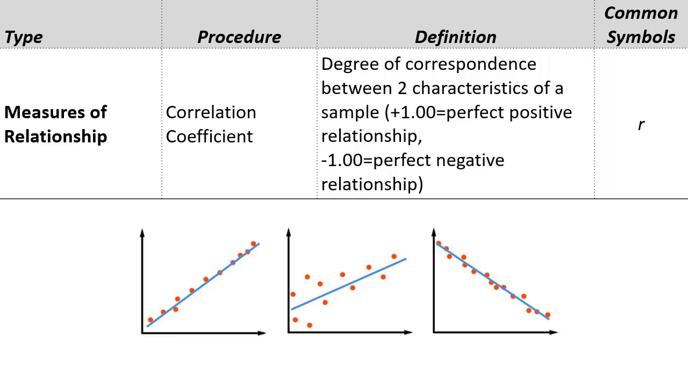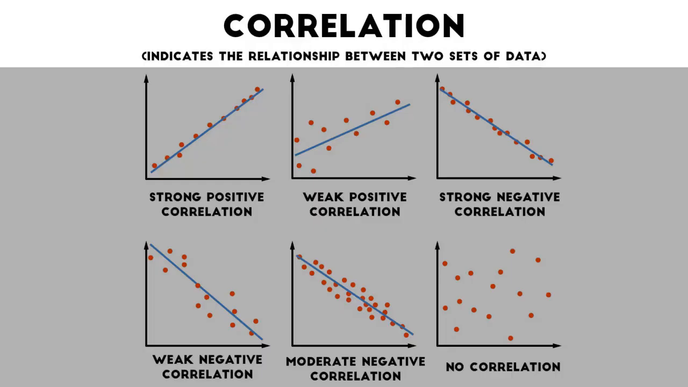The value of the correlation coefficient goes from +1, which is a perfect positive relationship, to -1, which is a perfect negative relationship. And again, we're talking about correlating 2 values. So let's look at a few examples so that you can better understand what correlation is. Again, correlation indicates the relationship between 2 sets of data. If your correlation graph looks like this, then that's a strong positive correlation.